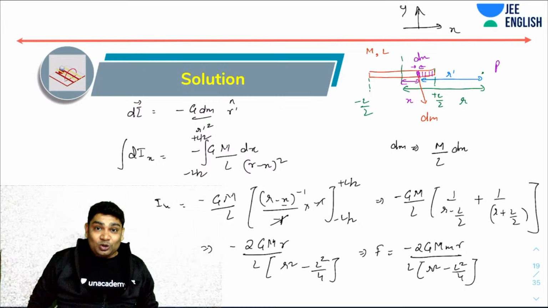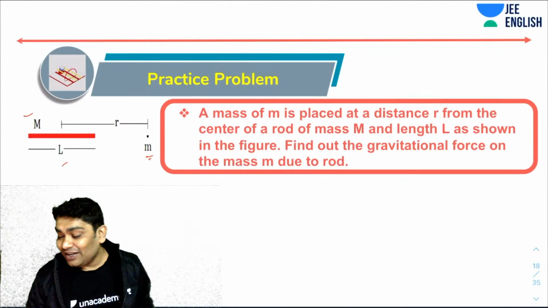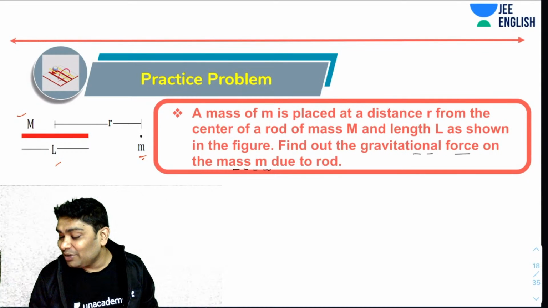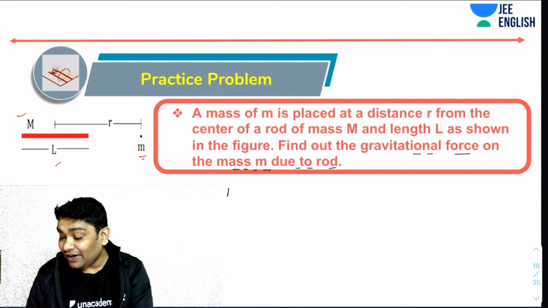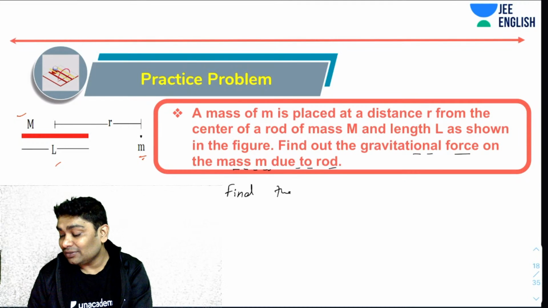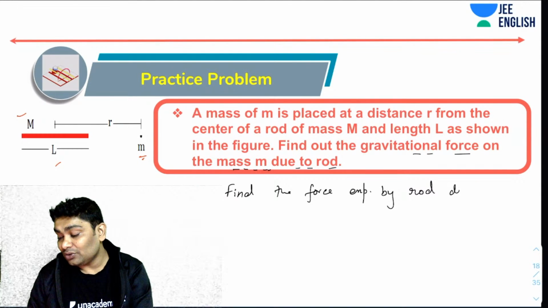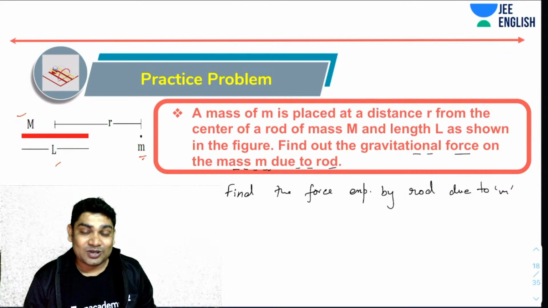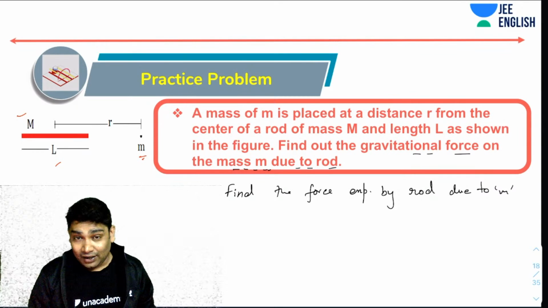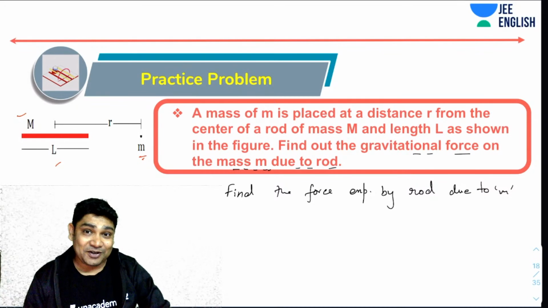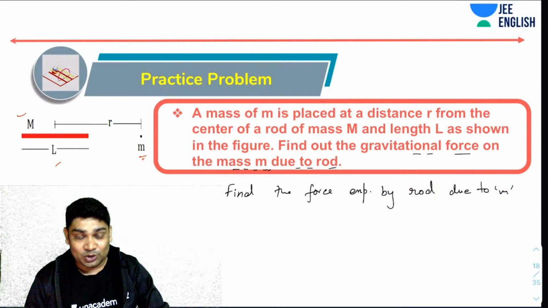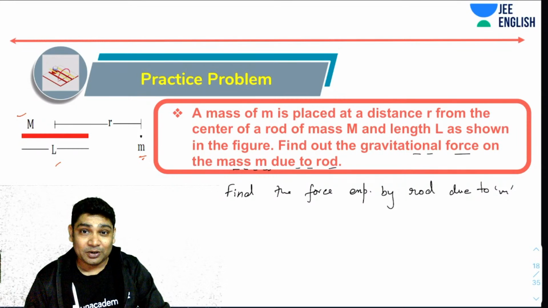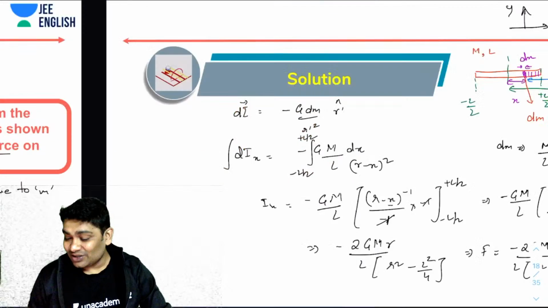Now, sometimes IIT likes to trick you. Instead of finding the gravitational force on the mass m due to the rod, they will ask, find the force experienced by the rod due to small m. Okay, so they can even ask you this. So by Newton's third law, this will be the same, by the way. It doesn't really matter whether they ask the force felt by the rod due to m, or felt by small m due to the rod. It's going to be the same, because you know that gravitational forces obey Newton's third law of motion. Okay, that should be simple.